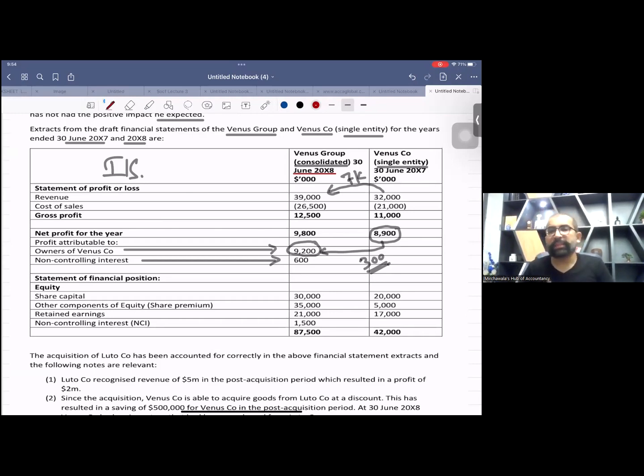Now, you can see students, last year the share capital was 20,000. This time it's 30,000. So there is an increase of 10K in share capital. Last year share premium was 5,000, now 35,000. So 30K is the increase in share premium, and the remaining is retained earnings. And obviously now you have NCI. In the equity section, you have NCI as well. Okay. Definitely now the consolidated data is given.